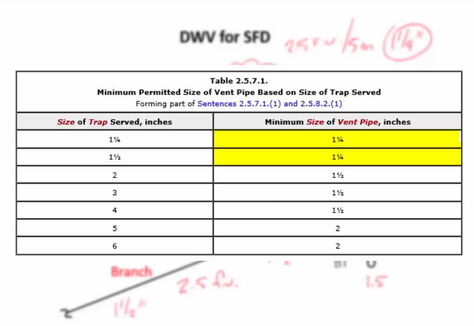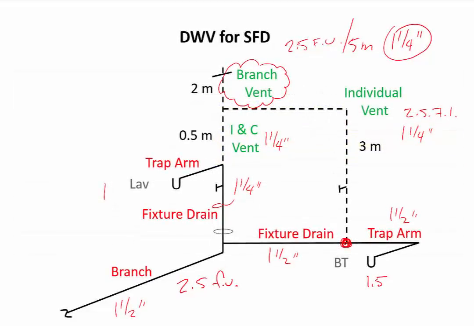The lav and the bathtub are happy with 1 1/4 size of venting. So for minimum sizes, we're going to have a 1 1/4 individual vent, a 1 1/4 individual and continuous vent, both tying into a 1 1/4 branch vent.